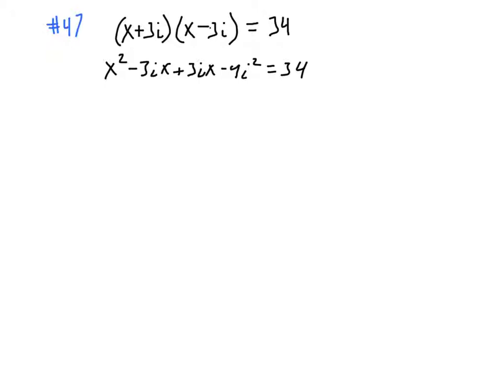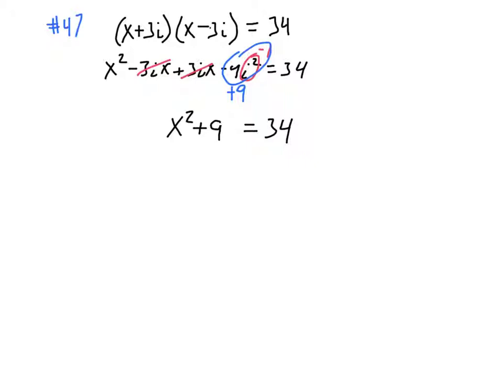All right. Now let's start reducing. So what happens? Well, the negative 3ix and the positive 3ix go away. And then i squared is negative 1, so therefore negative 9 times negative 1 is positive 9. And so we now have x squared plus 9 equals 34.